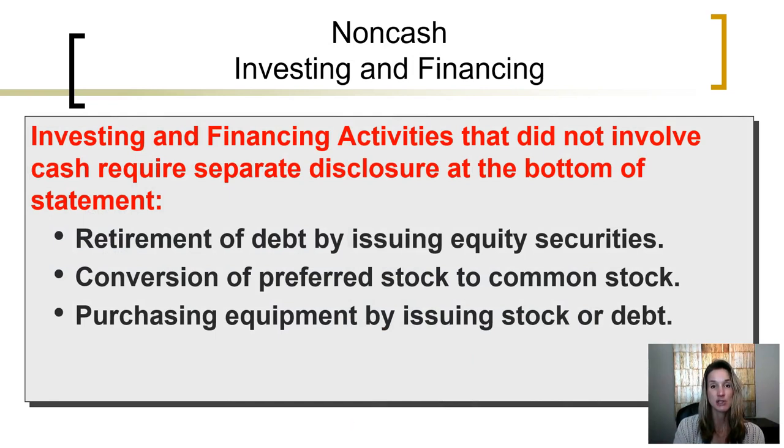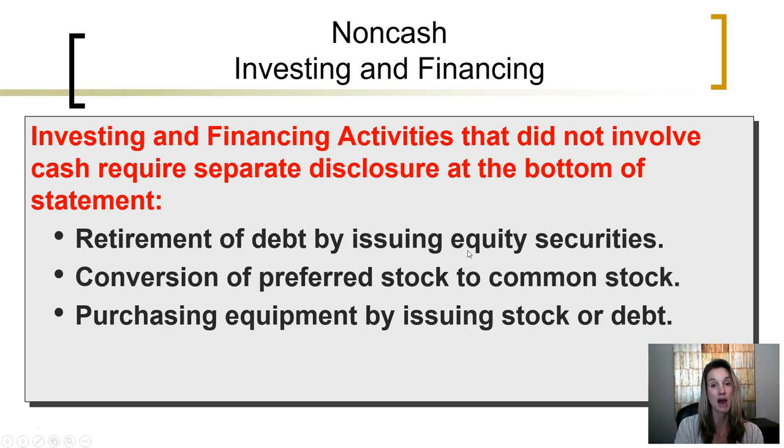In addition to these three sections in the statement of cash flows, where these different types of cash inflows resulting from different types of activities are reported, there is a fourth and kind of a footnote type disclosure on the statement of cash flows, where investing and financing activities that did not involve the exchange of cash are reported. For example, the retirement of debt by issuing equity securities.